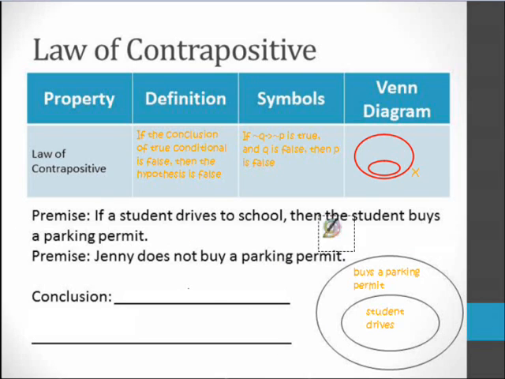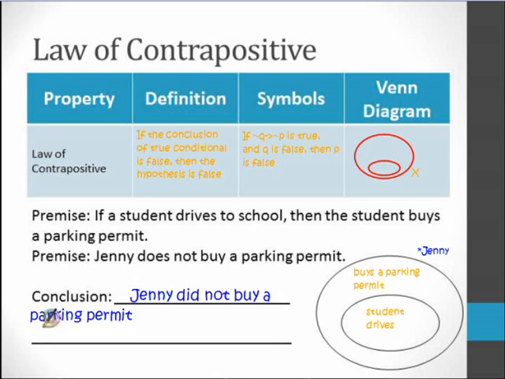So we take the conditional and we draw our Venn diagram. Then, Jenny does not buy a parking permit. Boom, there's Jenny. If she doesn't buy the parking permit, then she's not inside that circle, which means that she's obviously not inside the smaller circle. So what's the conclusion? If she doesn't buy a parking permit, she also doesn't drive. Pause. Sorry about that. Crisis averted. So, Jenny doesn't drive to school. If she doesn't buy a parking permit, she obviously doesn't drive to school because she's not in that circle. Unless she parks in the teacher lot and tries not to get caught, which you guys get caught and it annoys us, so stop it.